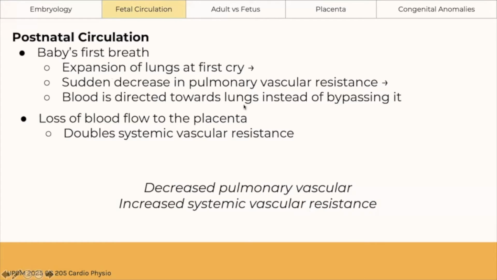The postnatal circulation is mainly achieved by the baby's first breath. The lungs will expand during the baby's first cry, and then there is a sudden decrease in pulmonary vascular resistance. This allows the blood to flow towards the lungs instead of bypassing them. On the other hand, there is a loss of blood flow to the placenta, so this doubles systemic vascular resistance. Overall, you have a decreased pulmonary vascular resistance and increased systemic vascular resistance.